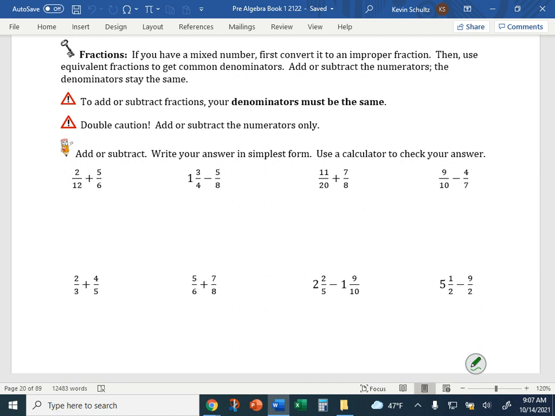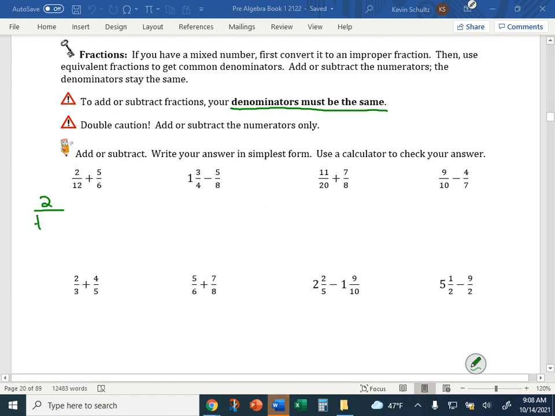The rule you must keep in mind when adding and subtracting fractions: your denominators must be the same. Do you know the reason for it? What part of a fraction does the denominator represent? Think of the definition of a fraction. The denominator is the whole. It's a unit. It's a thing.